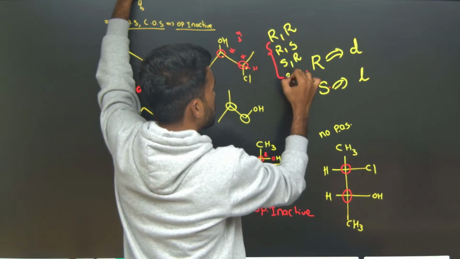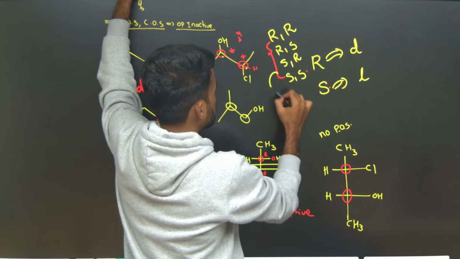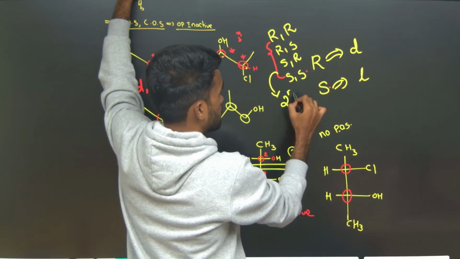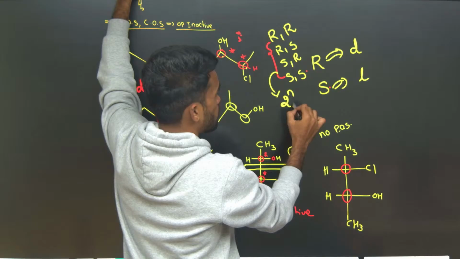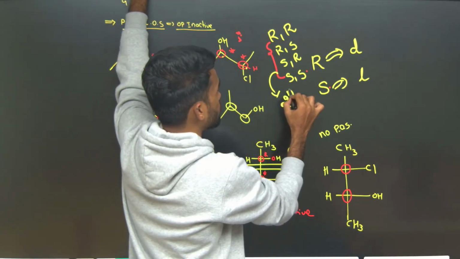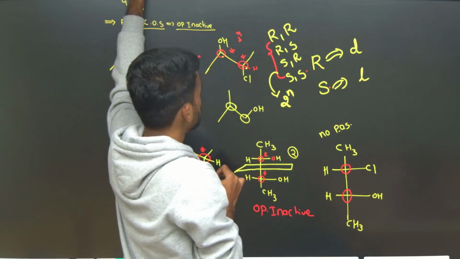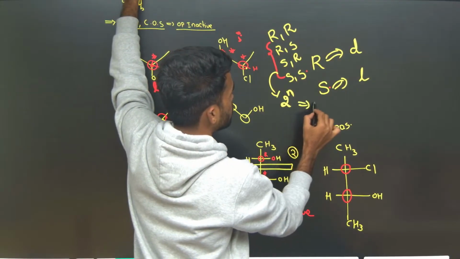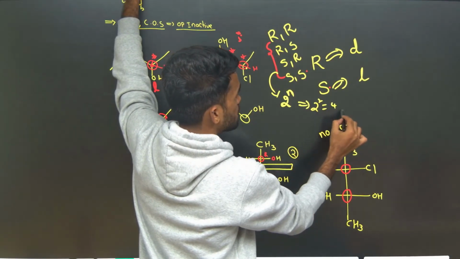Therefore, how many isomers are we getting? 4. So you can simply use 2 power n. At each chiral center there are two possibilities. Just count the number of chiral centers possible in a given molecule. So here 2 are there, so 2 power 2. What is your answer? 4.